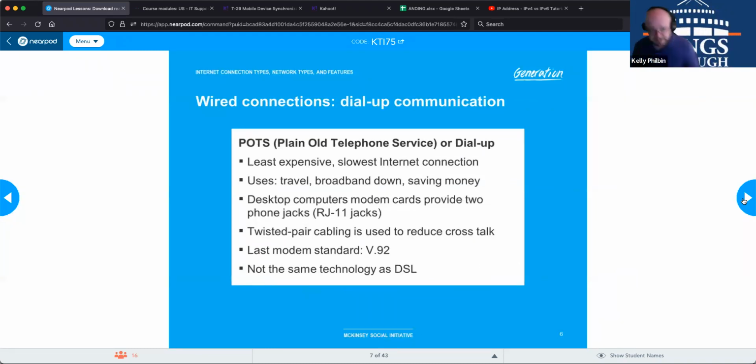First, dial-up connections utilizing POTS, plain old telephone service. Are any of y'all old enough to remember where your computer had to scream for about a minute or two before it could actually communicate with the internet?